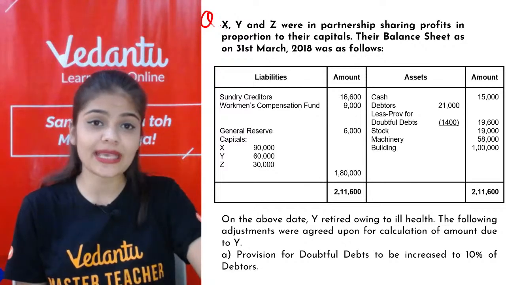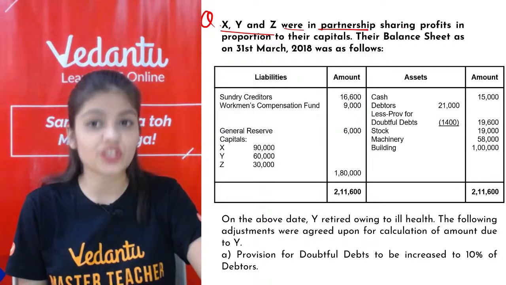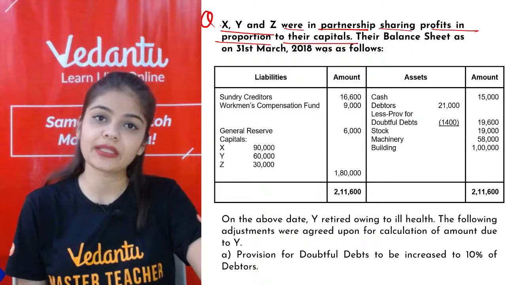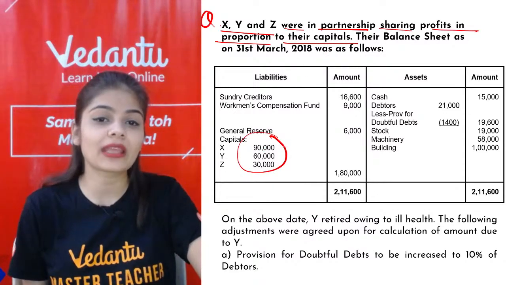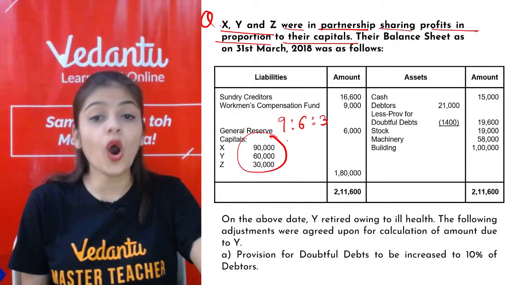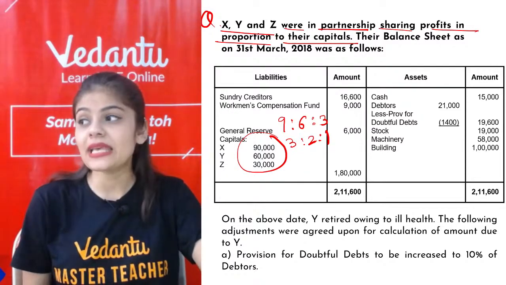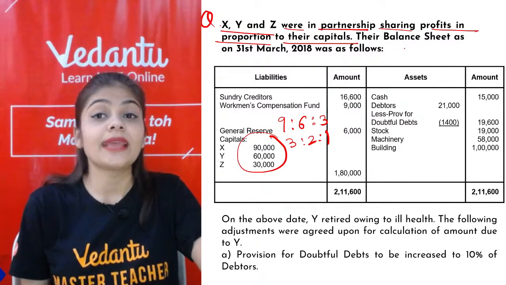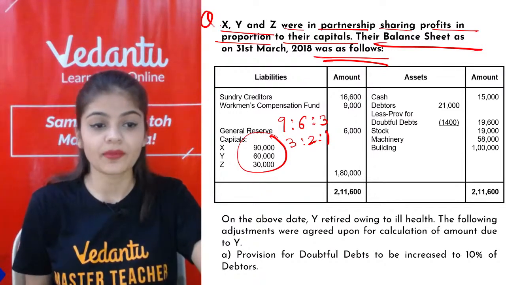This question says that X, Y, Z were in partnership, sharing profits in proportion to their capital, that is 9:6:3 or 3:2:1. This is their ratio, 3:2:1. Their balance sheet is given as follows.